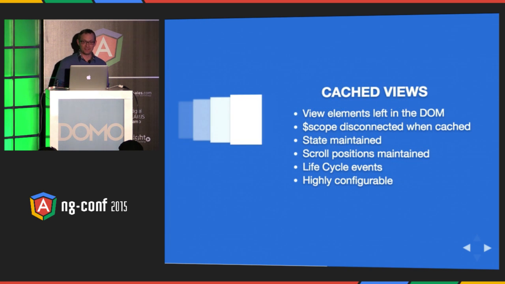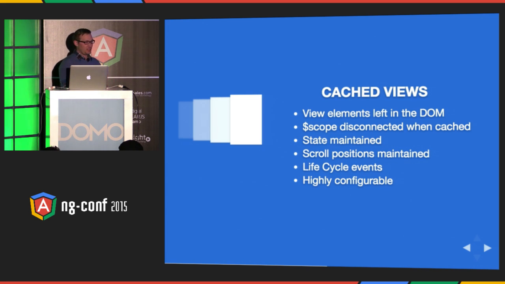Next, what I'm really thrilled about is to talk about cached views. And actually, Angular 2 has been talking about this a lot. So this is pretty cool that we're all in line. So basically, as you're navigating between views, the previous views stay in the DOM. And the scope is disconnected so it doesn't add to the digest cycle. But the state is maintained, the data is maintained.